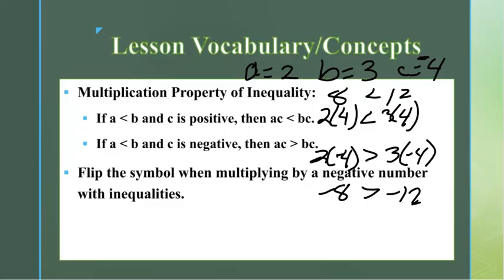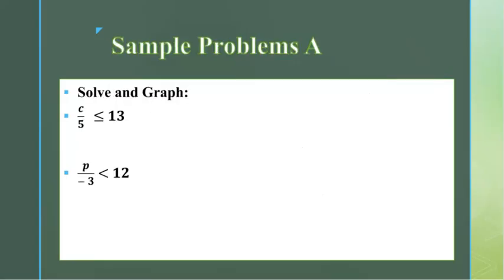So just remember, flip the symbol when you multiply by a negative number, when you're dealing with inequalities, that is. So let's look at an example. We're going to solve and graph this inequality. The opposite of dividing by 5 is multiplying both sides by 5. So if I do that, I'm going to have C on this side, because the 5's divide out, is still less than or equal to 13 times 5, which is 65. Now I'm not flipping the symbol because there is no negative that I'm multiplying by.